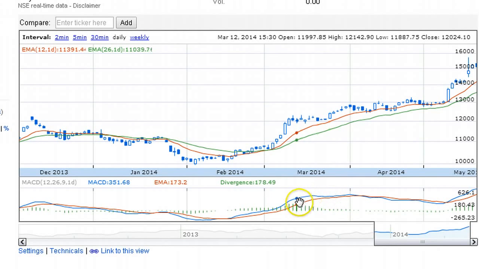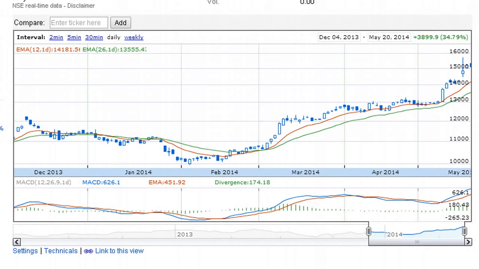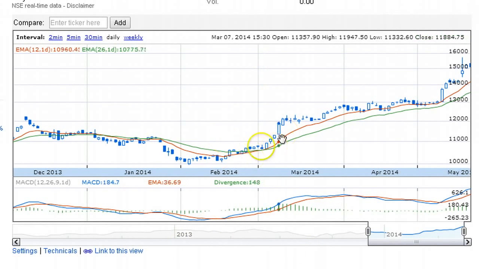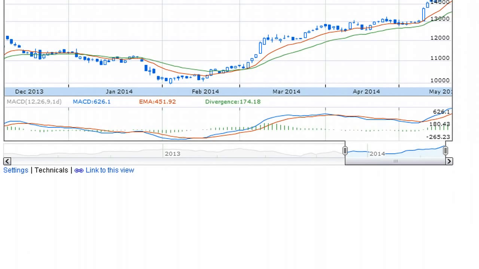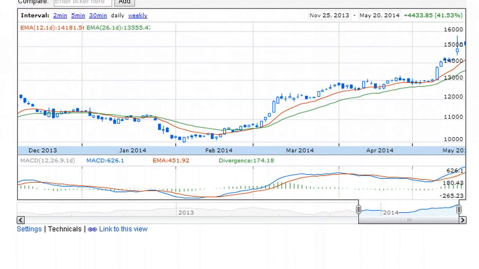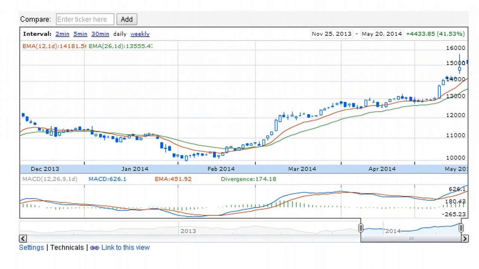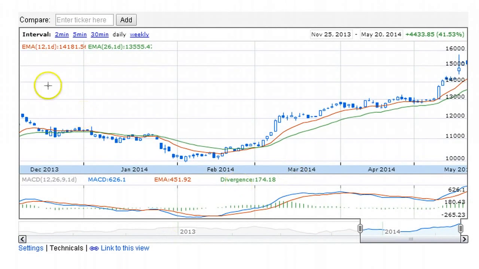The blue line is the MACD, the red line is the signal line, and the green bars here are nothing but the divergence. I've taken a snapshot and I'm putting it in MS Paint so that I can explain it a little better. So we'll move on to that. Here is just a snapshot of what I've shown you right now.